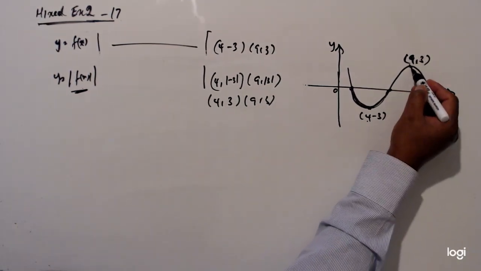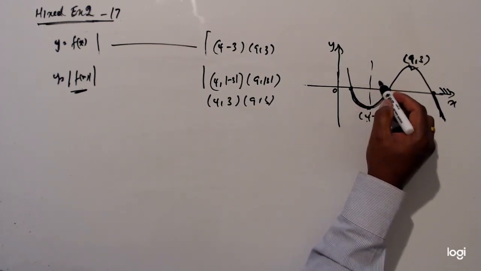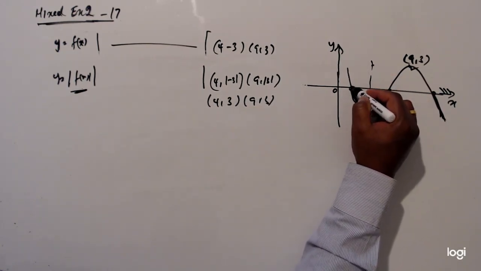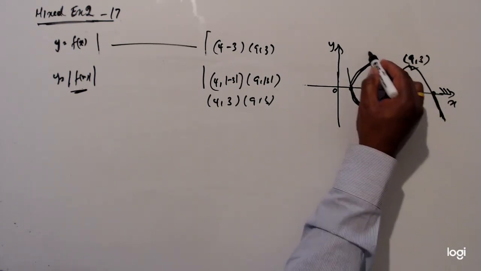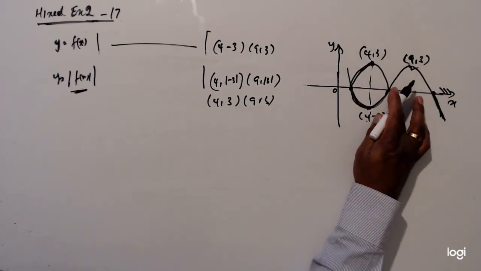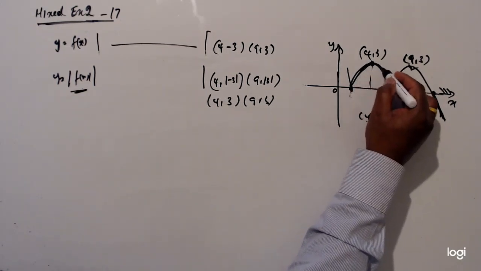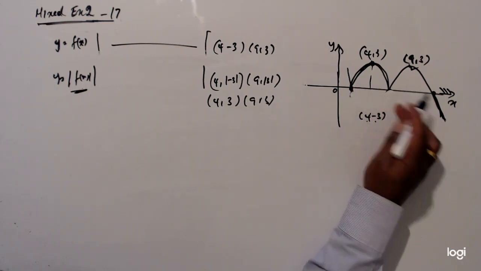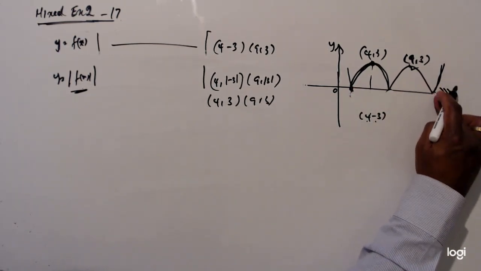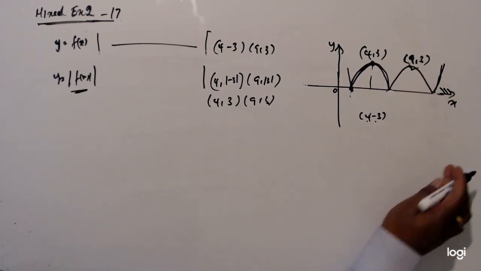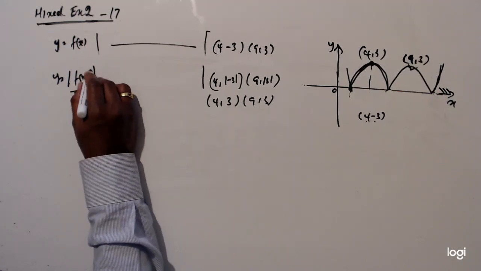So this one we leave as it is. 4, minus 3 becomes 4, plus 3. 4, 3. So this is the reflection of this part, and this is the reflection of this part. So this is y equal mod f(x).